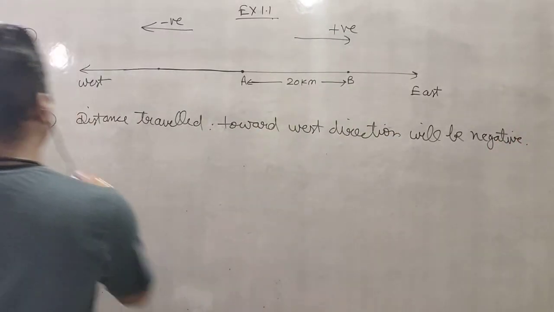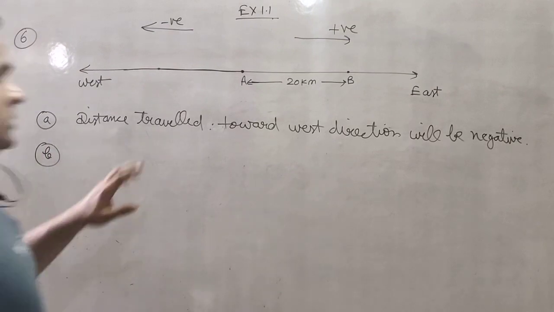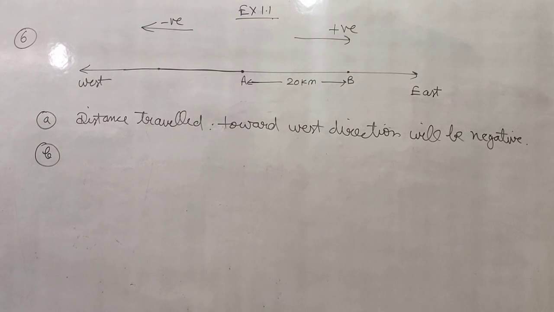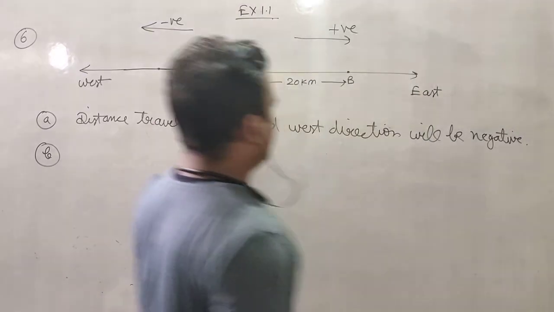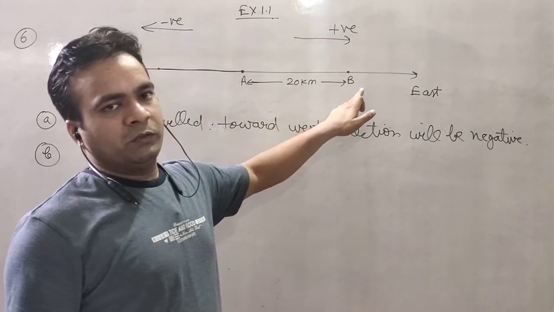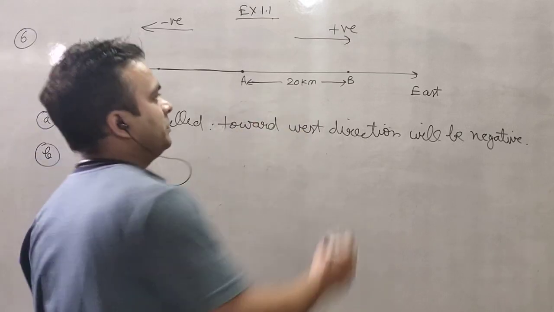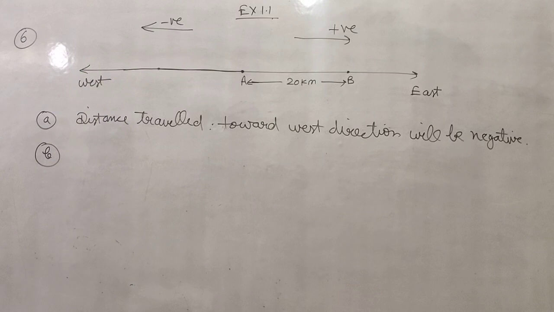So this is the first part. Now according to this question, the object is Rita, a girl. She is starting from point A and moving to point B, 20 km towards the east direction. Then at point B, she is moving 30 km towards the west direction.